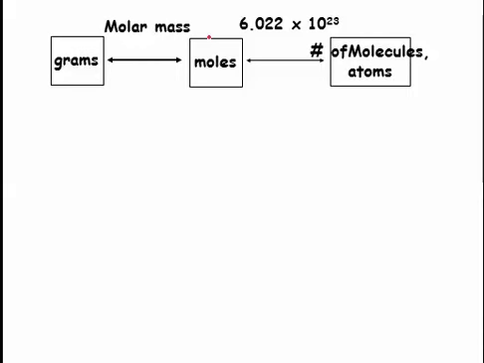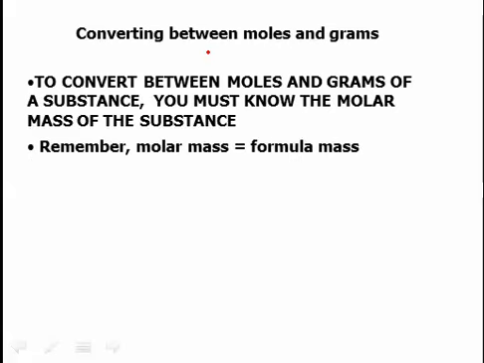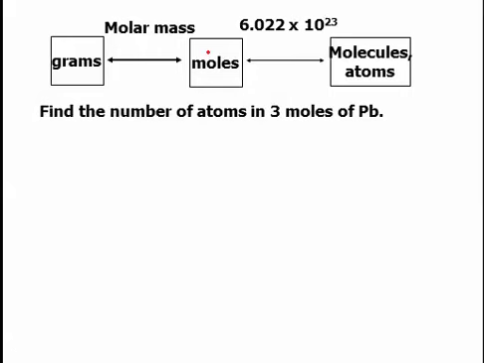And the thing about this is you can go directly from moles to grams. You can go directly from moles to the number of molecules or atoms. But if you want to go from grams to molecules or atoms, everything has to go through moles. All right, and we'll look at some problems that do that. To convert between moles and grams of a substance, you have to know the molar mass of the substance. So remember, the molar mass is just the formula mass.